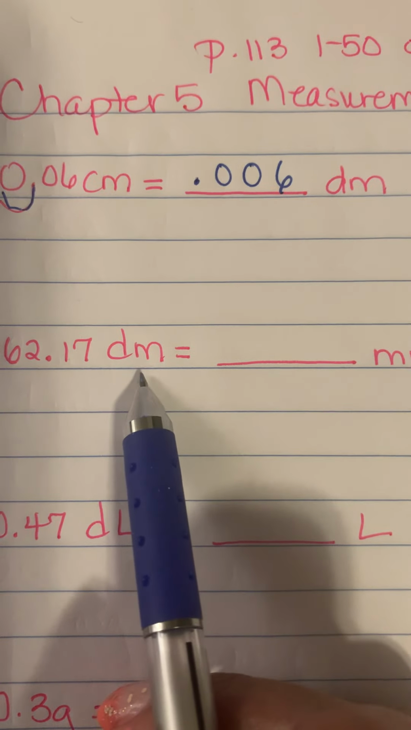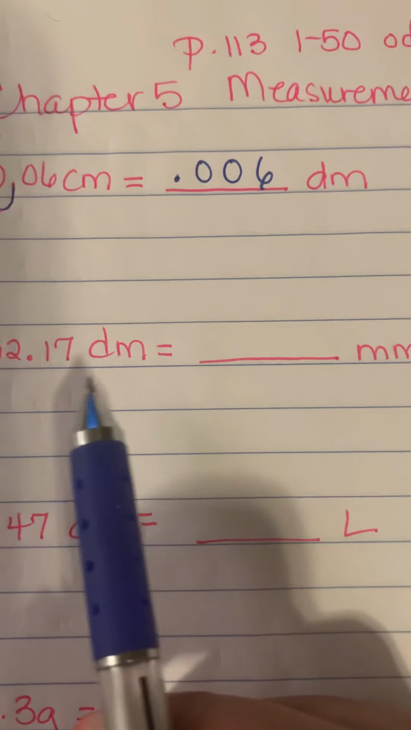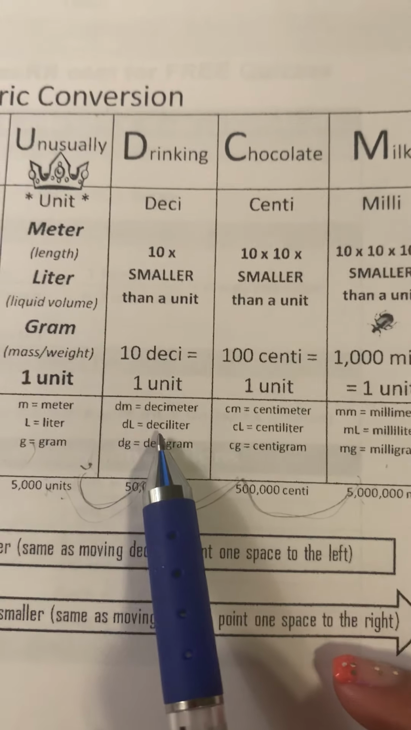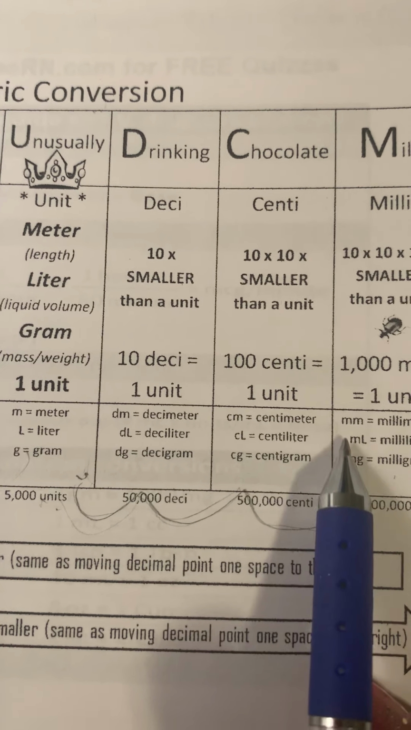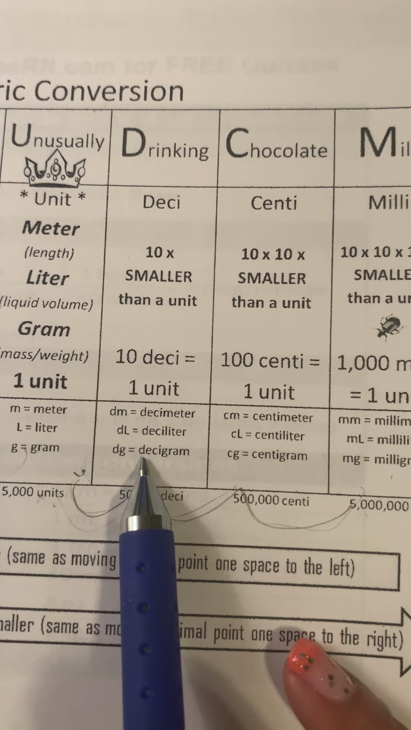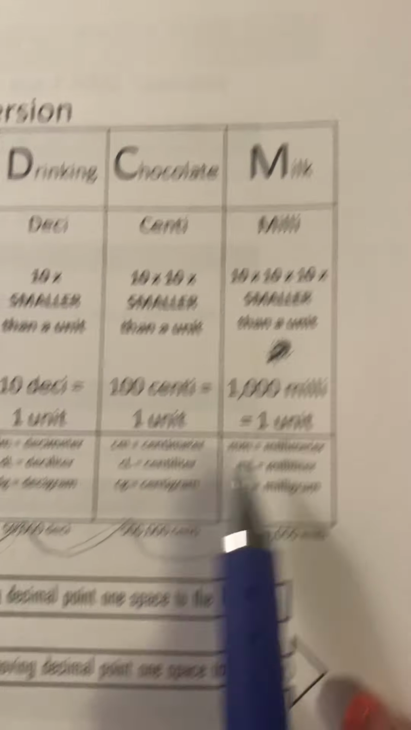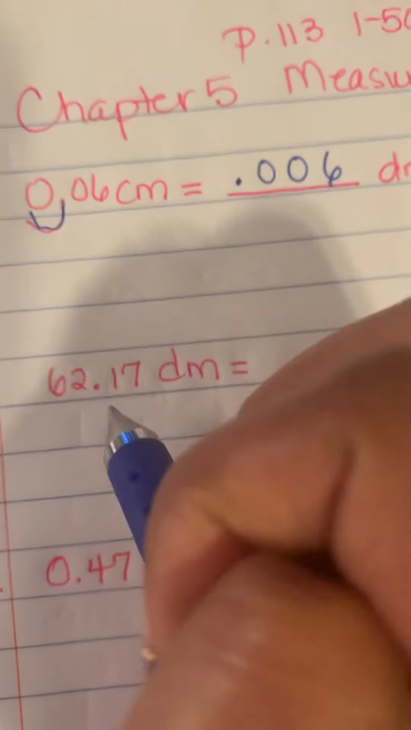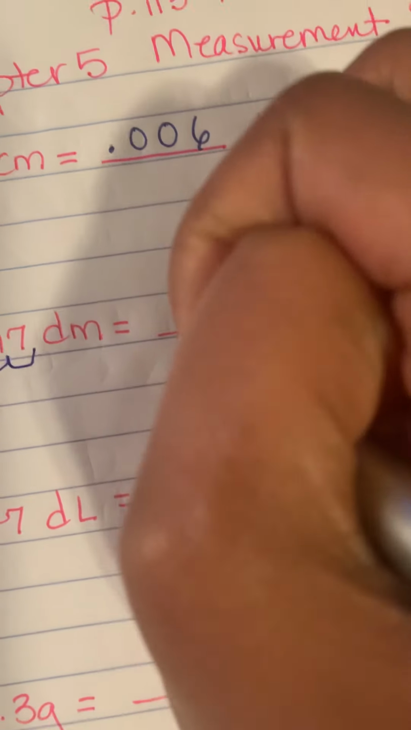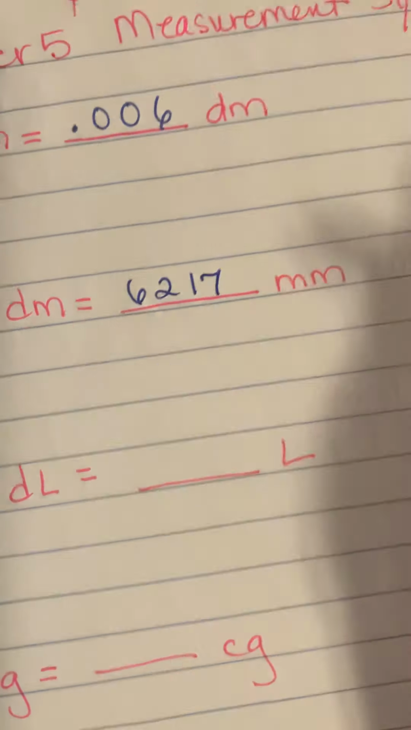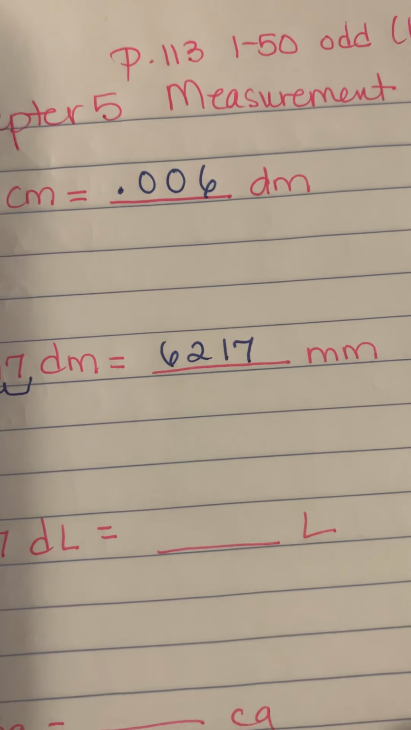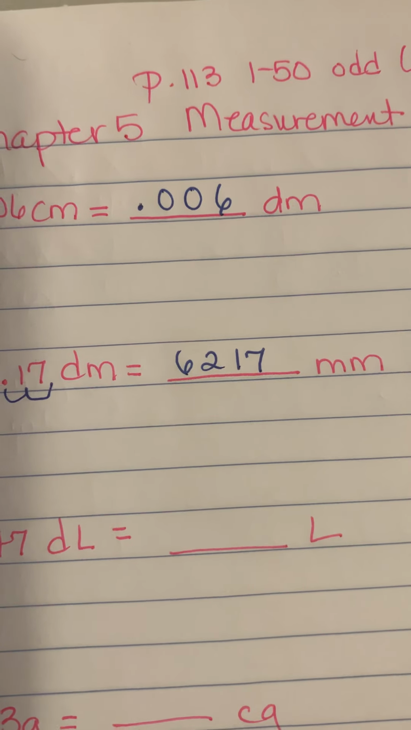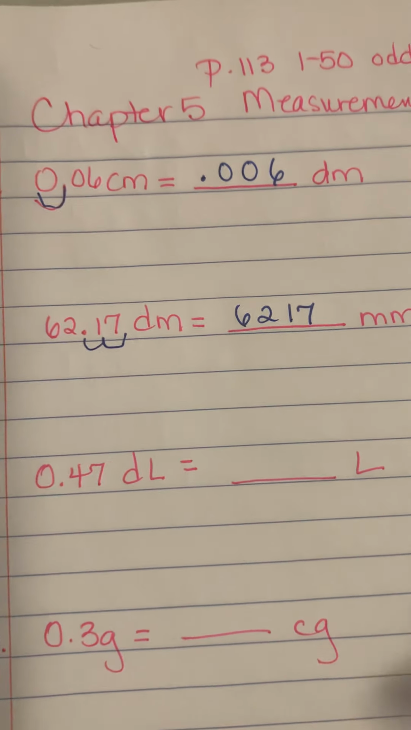Okay, look at this one. I'm going from decimeter to millimeter, dm to mm. Come over here, find your dm, and then figure out where you're going. Mm is right here. How many slides? 1, 2. You're going to slide 2 times to the right. So then 6, 2, 1, 7. You don't need to put the decimal behind it. You can if you want to. I'll just scratch it out for you. This is 6,217 millimeters.